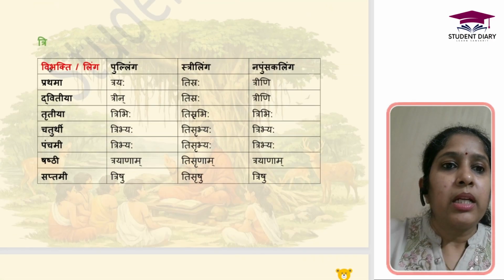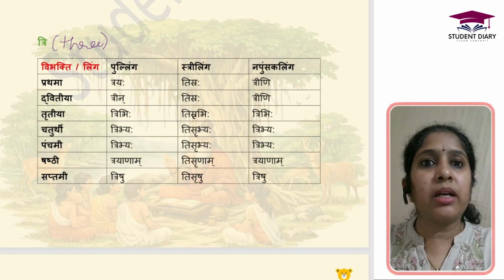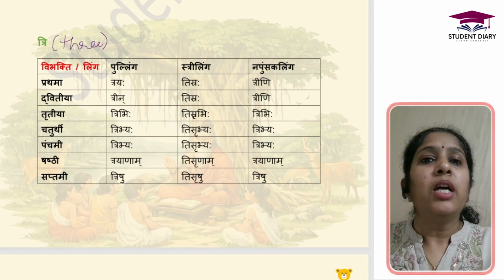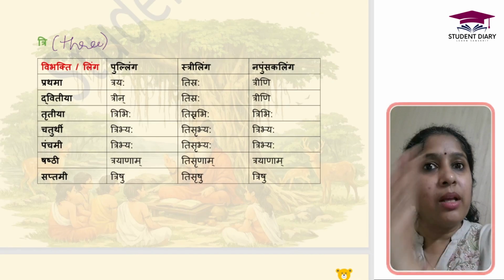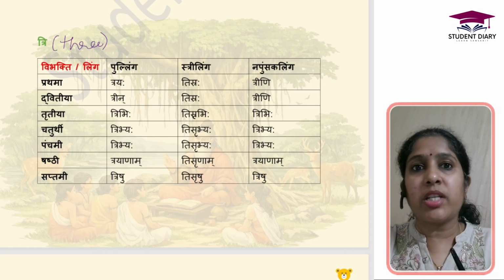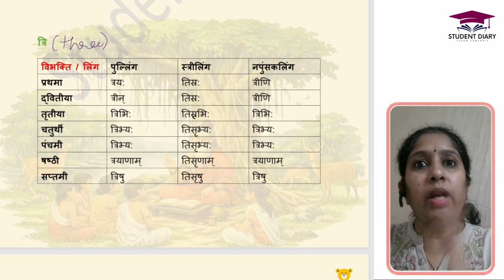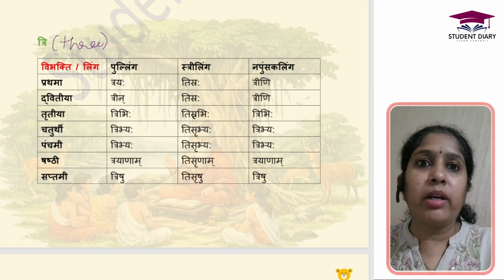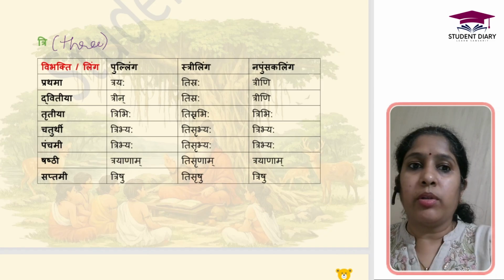Let's go for the 3. 3 means 3. So for 3 also we have Shabdroop. Again the same thing comes. 3 cannot be 1 or 2. So for 3 we have to do only the Bahuvachan. We don't have to do Ekvachan. We don't have to do Dvivachan. Only the Bahuvachan we have to do, but it will be different for Pulling, Striling and Napunsakling.